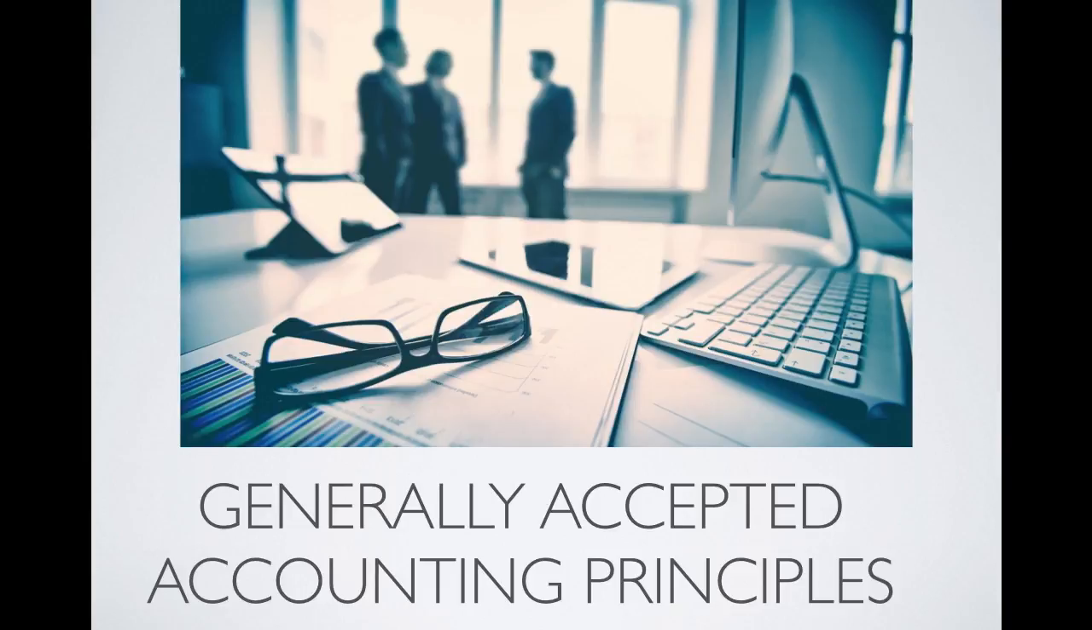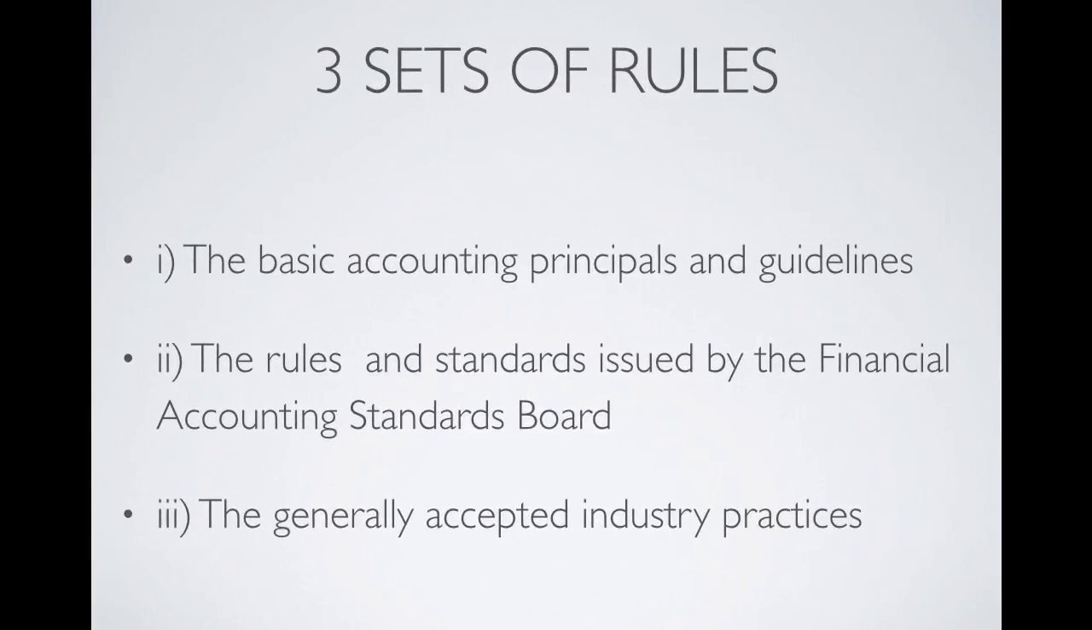The generally accepted accounting principles, or GAAP, are general rules that apply to the field of accounting. GAAP consists of three sets of rules. 1. The basic accounting principles and guidelines. 2. The rules and standards issued by the Financial Accounting Standards Board. 3. The generally accepted industry practices.